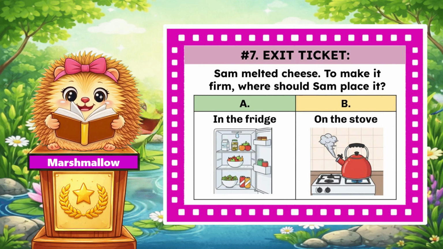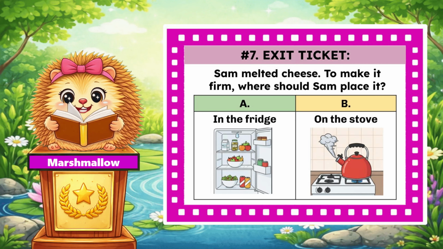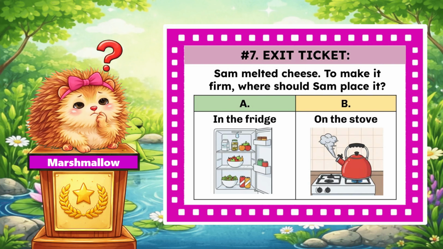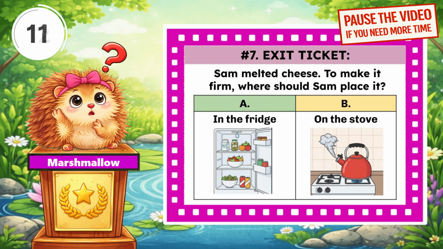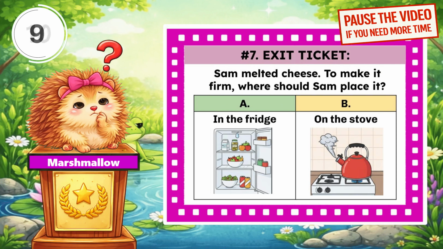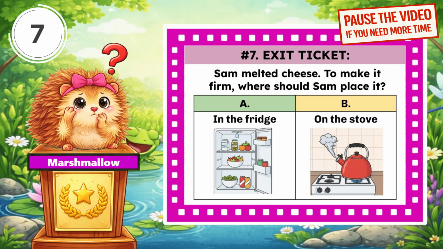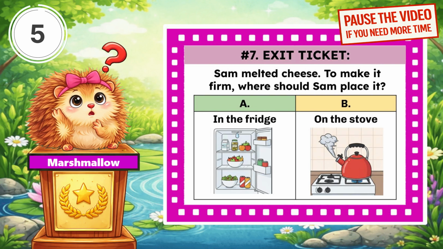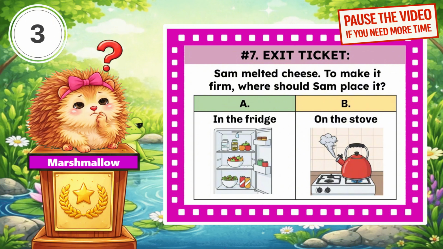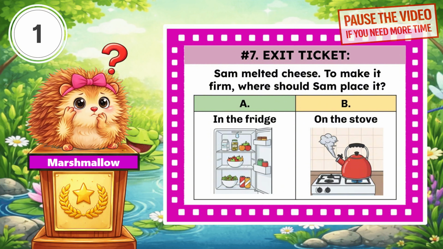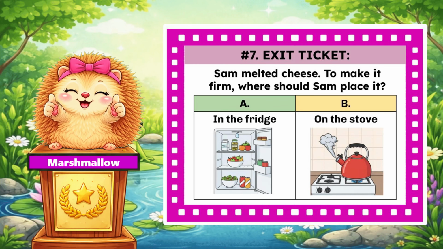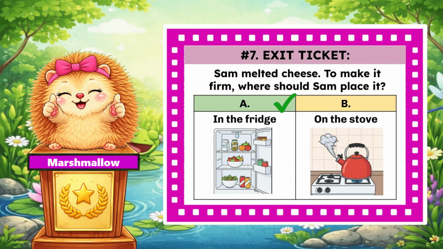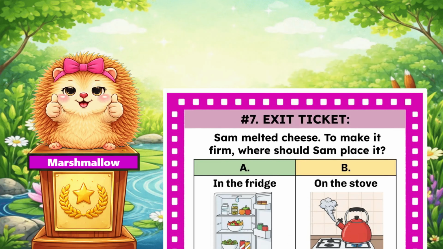Sam melted cheese. To make it firm, where should Sam place it? And the correct answer is letter A, in the fridge.